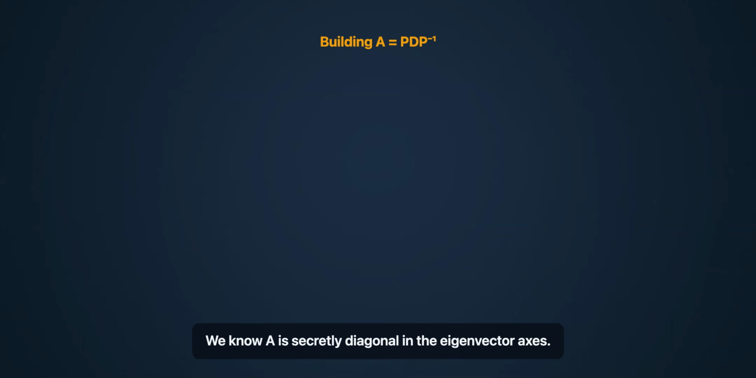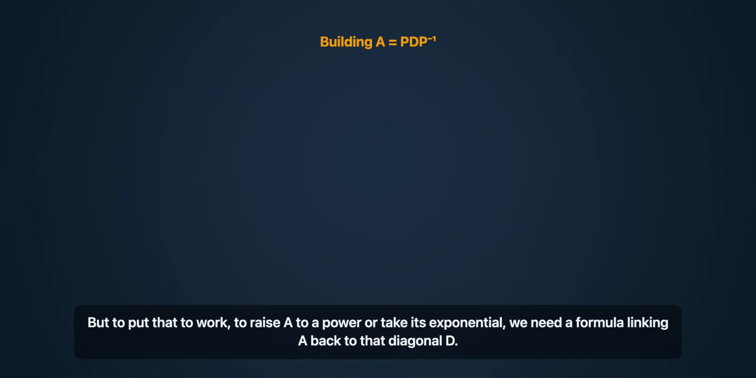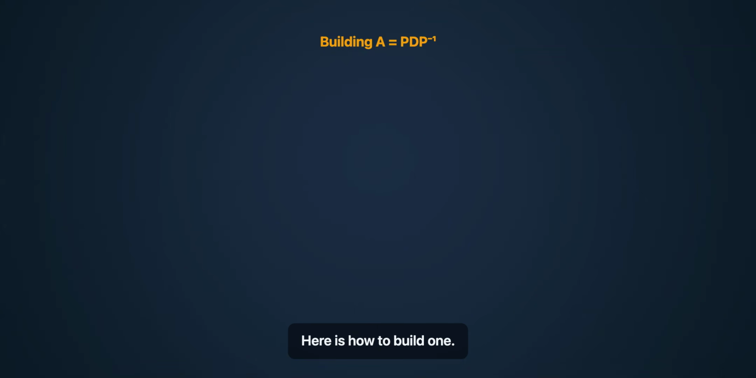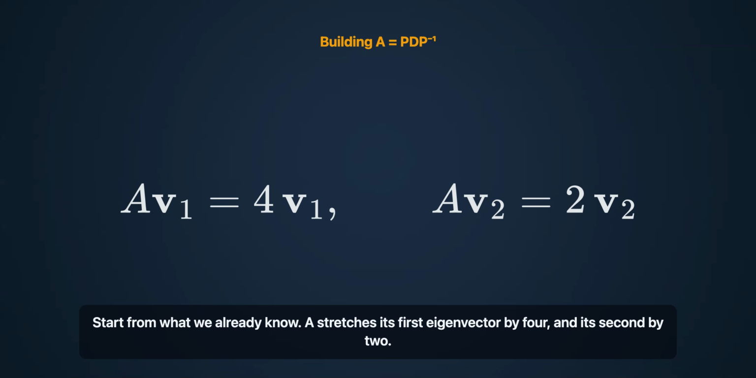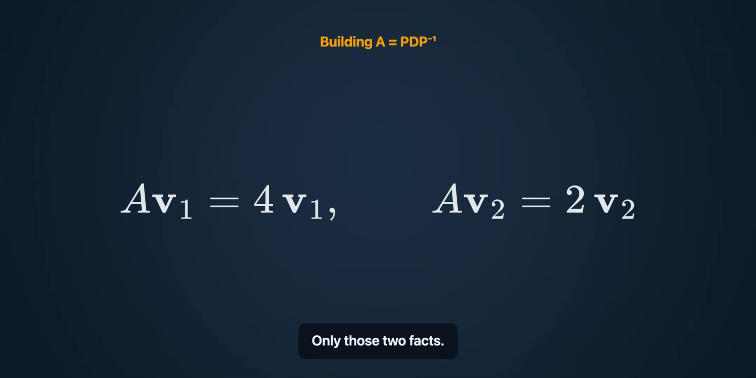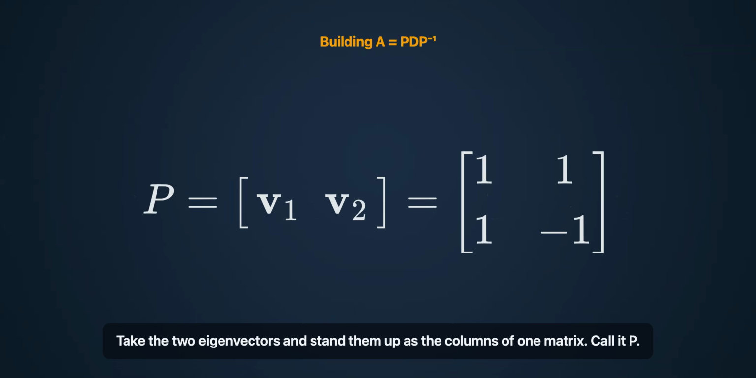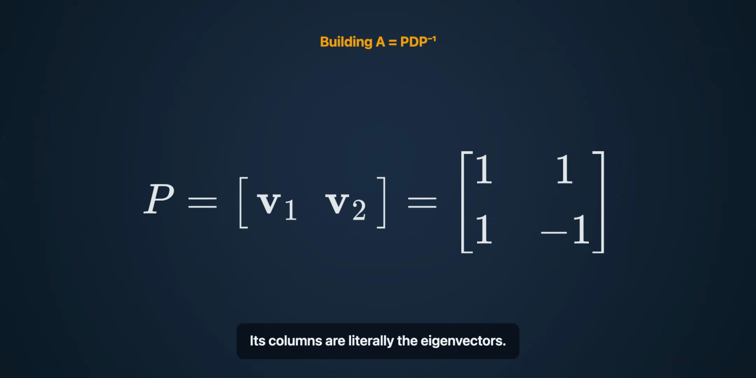We know A is secretly diagonal in the eigenvector axes, but to put that to work, or to raise A to a power, or take its exponential, we need a formula linking A back to that diagonal D. Here's how to build one. Start from what we already know. A stretches its first eigenvector by 4 and its second by 2. Only those two facts. Take the two eigenvectors and stand them up as the columns of one matrix. Call it P. Its columns are literally the eigenvectors.